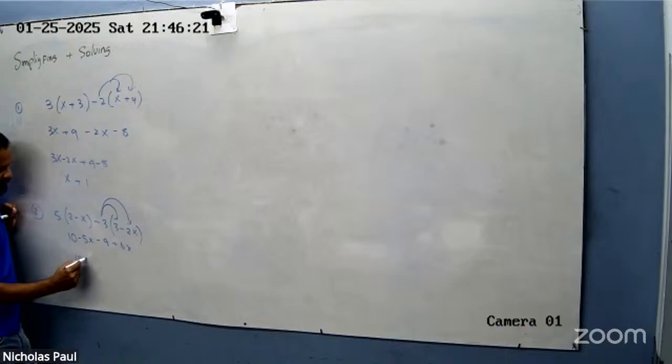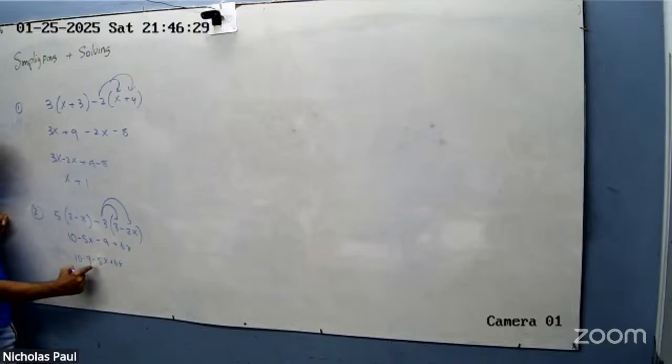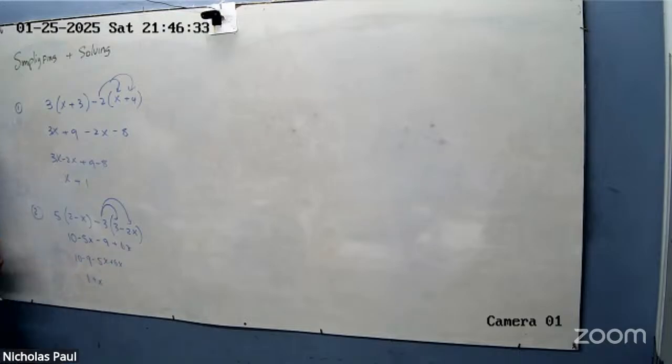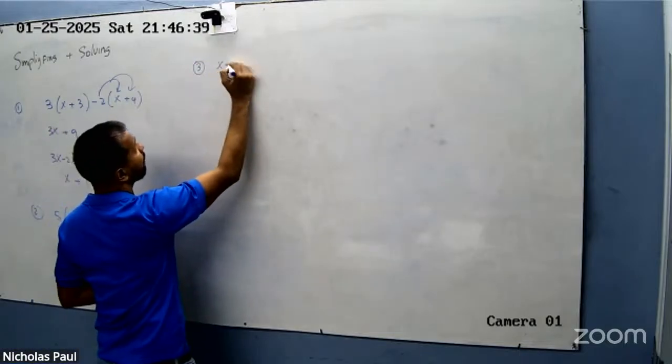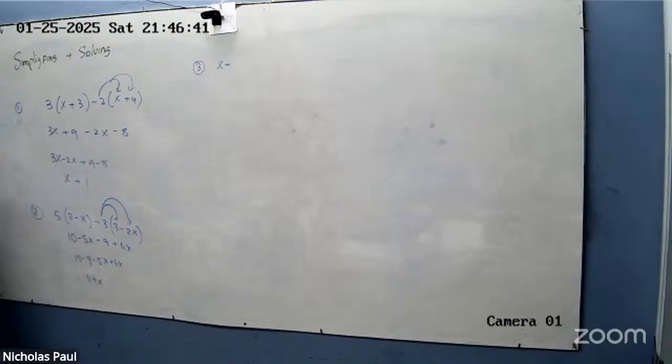10 minus 9. Bring the x's together. 10 minus 9 is 1. Minus 5 plus 6 is plus. Okay. Let's go again. Same thing, it doesn't matter. Commutative. So x plus. Yeah, it doesn't matter.